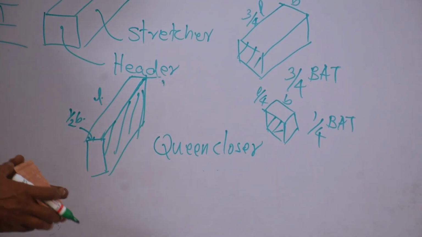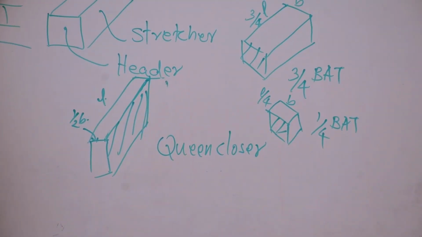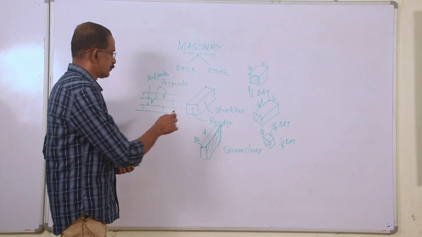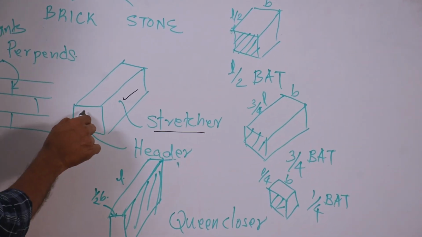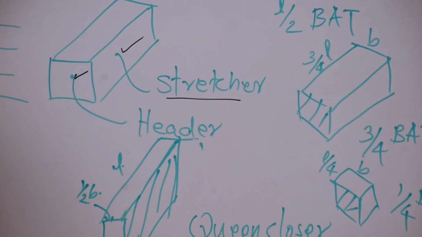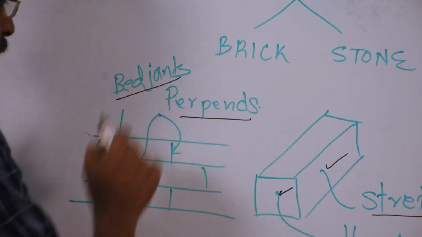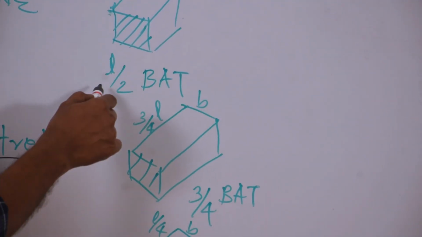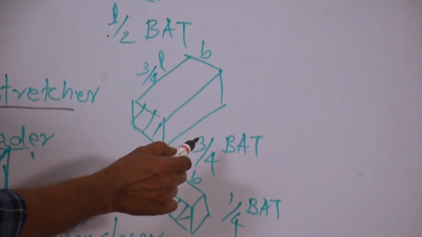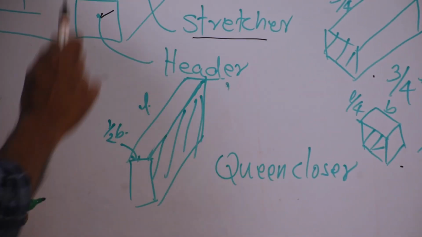So, these are the important terms in brick masonry. First is the stretcher. This face of the brick is called stretcher. This end is called header. Vertical joints are called perpends. Horizontal joints are called bed joints. Then depending upon the length, there are half bat, 3 by 4 bat and 1 by 4 bat. Then half width, full length, queen closer.